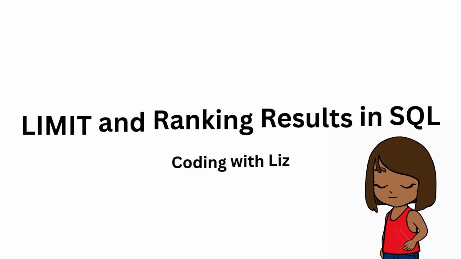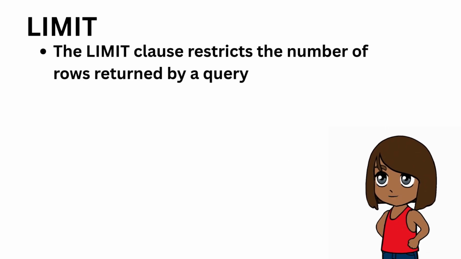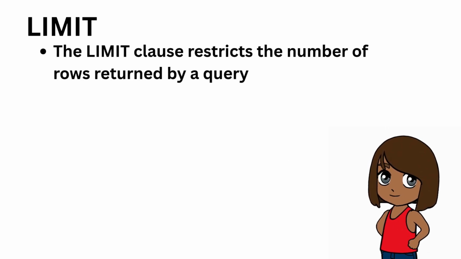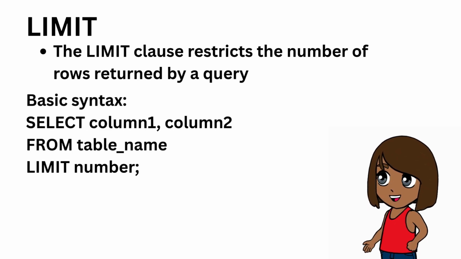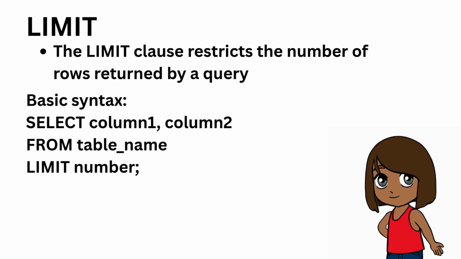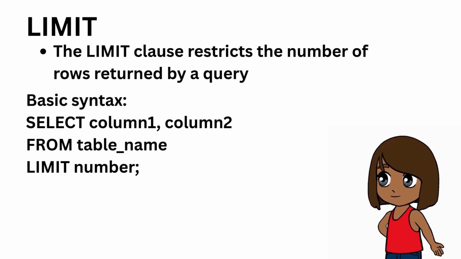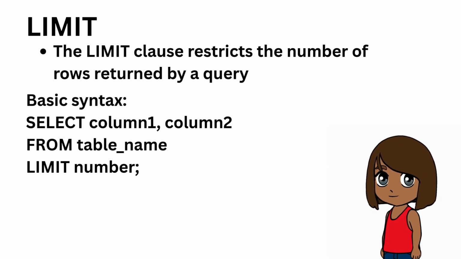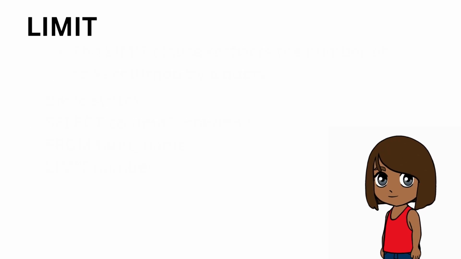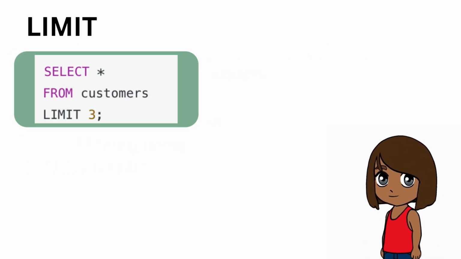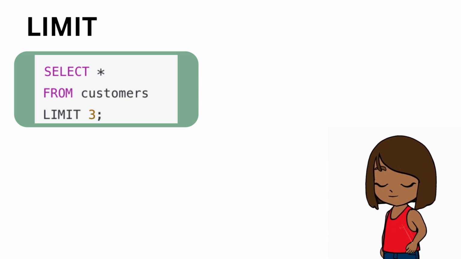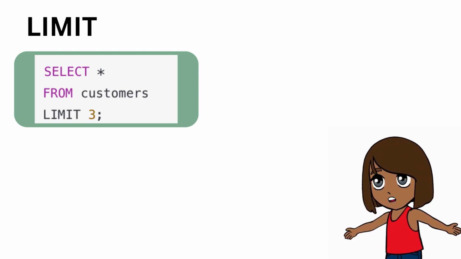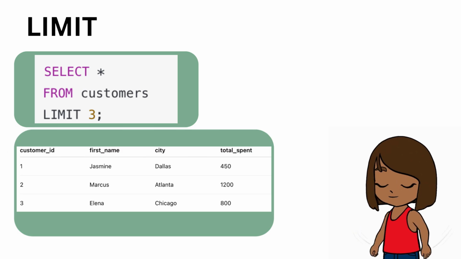Let's get into it. The limit clause restricts the number of rows returned by a query. The basic syntax is select the columns from the table and limit to a certain number. Here is an example. Select * from customers, limit 3. This simply returns the first 3 rows in the table.